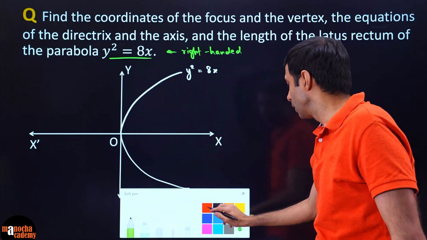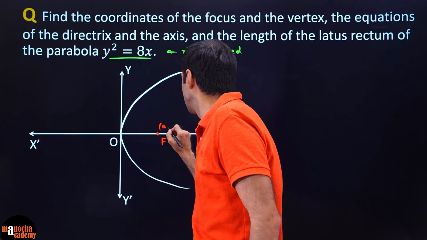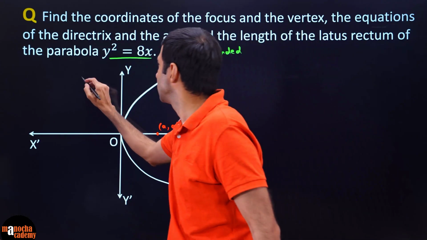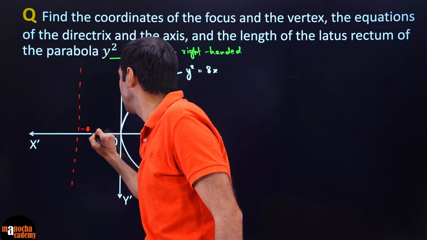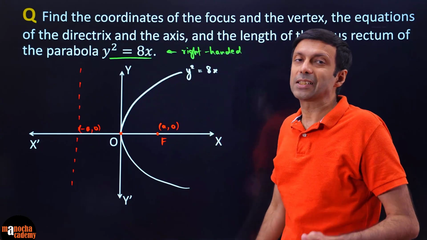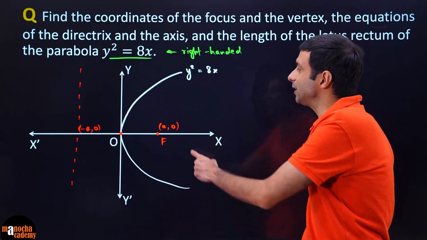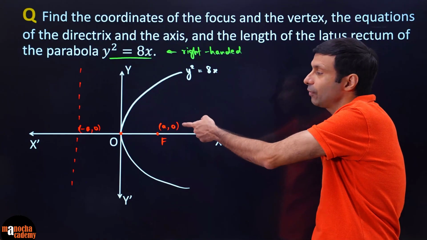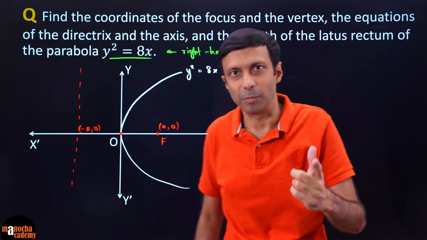And remember, where's the focus? Focus is right here at a, 0. Your directrix is on the opposite side. So this is the line passing through minus a, 0. And the vertex is the origin. Okay. So what did it ask us first in the question? Find the coordinates of the focus. Focus means a, 0. But I don't know the value of a. So I will compare this equation with the standard form, right?